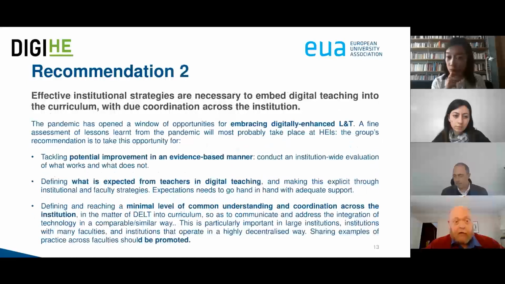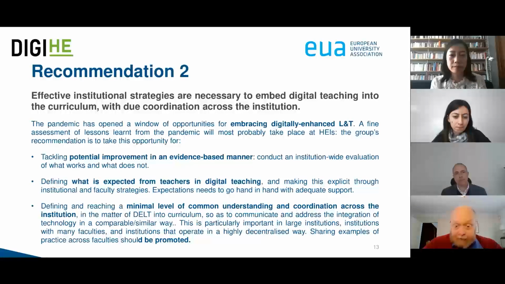A second recommendation we made was that we need to have effective strategies within our institutions to embed digital teaching into the curriculum and coordinate that across the institution as a whole. So what seemed to happen during the course of the pandemic was there were lots of examples of good practice of people. Some people were really experienced in digital education approaches, some people less so. Some people were very open to it as an idea, some people were quite resistant to it. But there needed to be an institutional level approach to encourage people to engage with these types of teaching on the part of staff and learning on the part of the students. And there needed to be support for that to help people along that particular process.